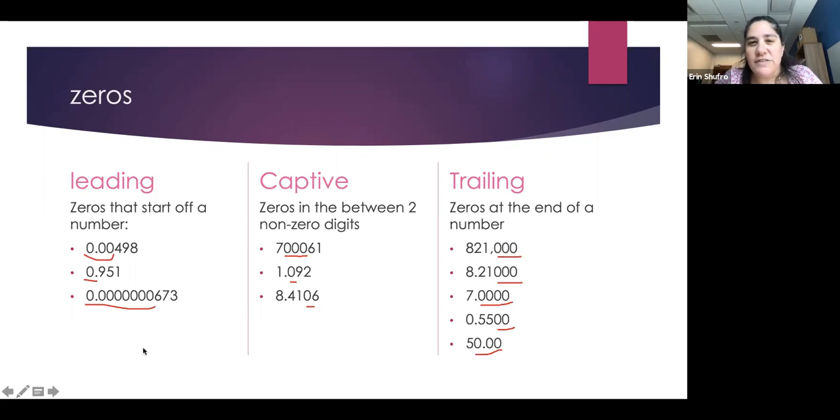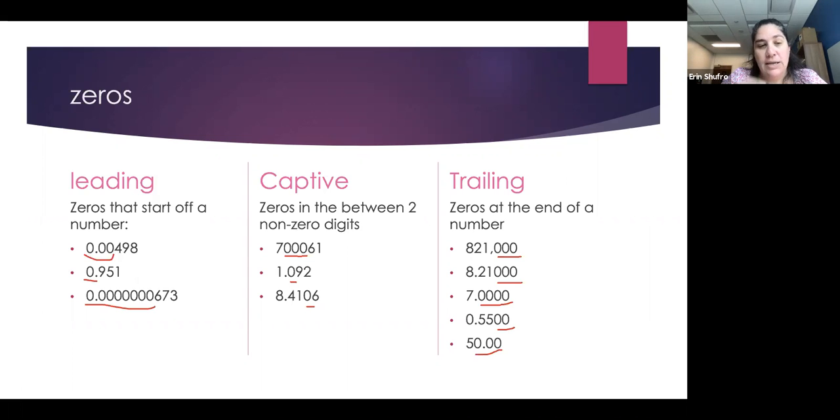All right, so let's take a look at these numbers real quick and just see if we can identify the number of significant figures in the measurement. So looking at this first number, 0.00498. The first three zeros that are underlined here in red, 0.00, those are leading zeros, and leading zeros are not important. They never count. So we are only going to count the three non-zero digits, 4, 9, and 8. That means that there are three significant figures or three important digits in my measurement.